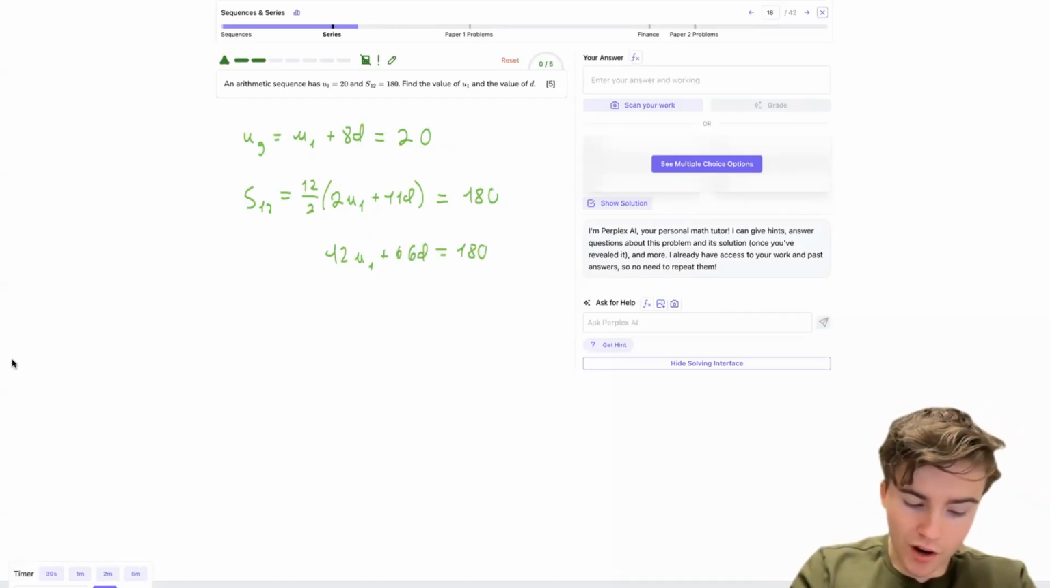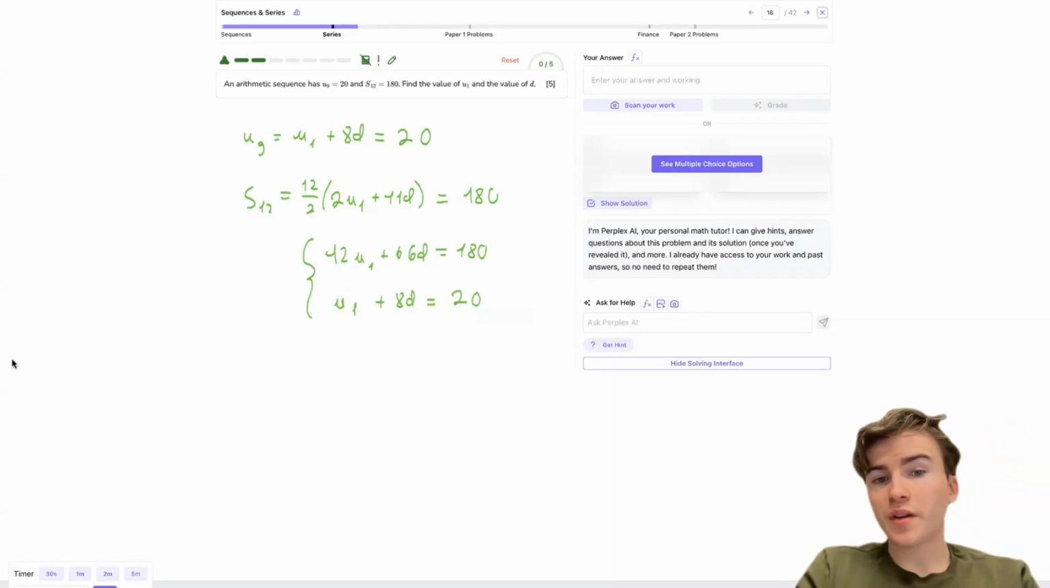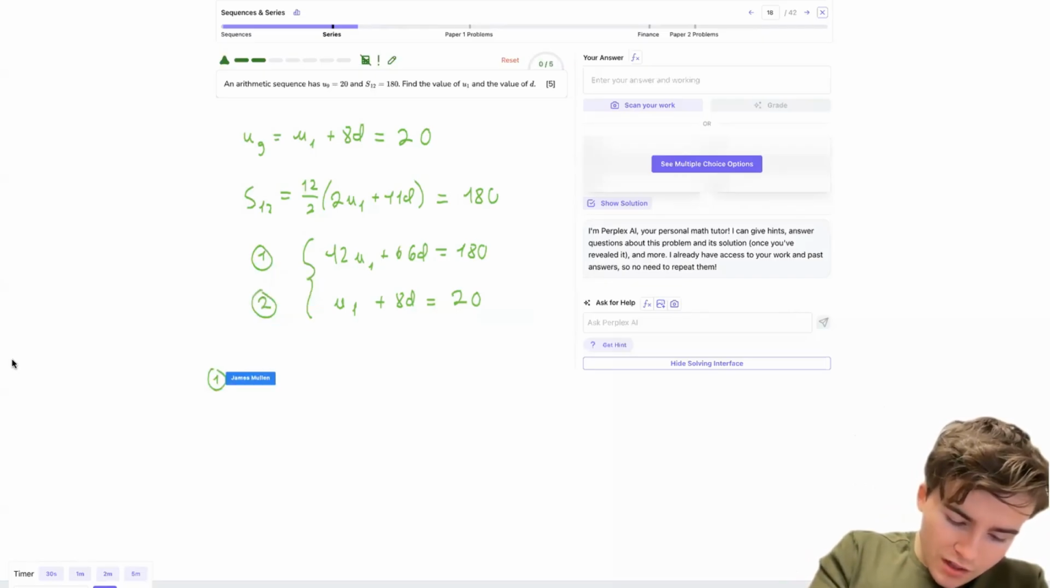All right, so now I know I have two equations. I have this, and I have u1 plus 8d is equal to 20. These are simultaneous equations, which means I can solve the system by either eliminating a variable or making a substitution. I'm going to try and eliminate u1. If I call this equation 1 and this equation 2, I'm going to do equation 1 minus 12 times equation 2.